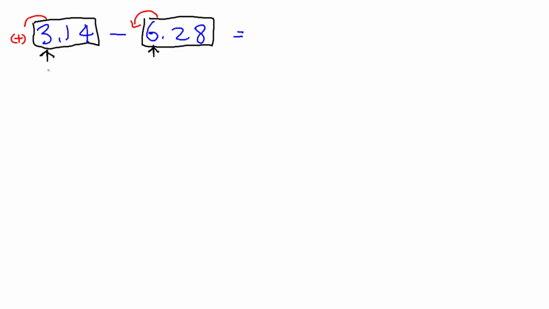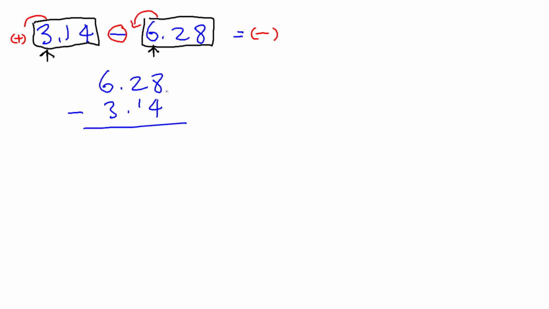Now, which one is bigger, 3 or 6? 6 is bigger, and we're going to take the sign that is next to it, that is in front. So it's a minus sign, a negative sign. And because 6 is bigger, let's write it first. Let's write 6.28 minus 3.14.